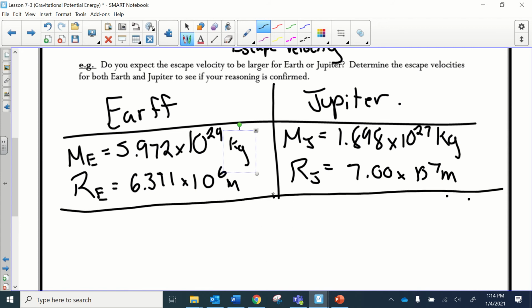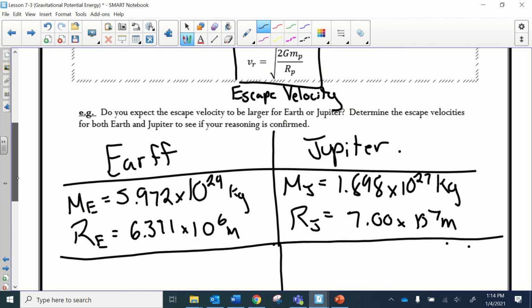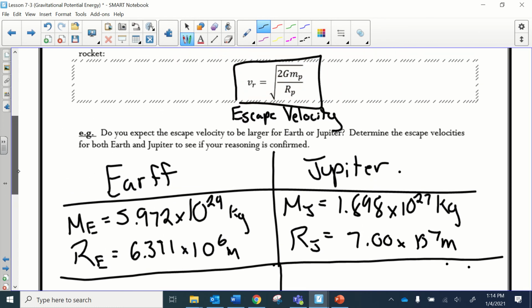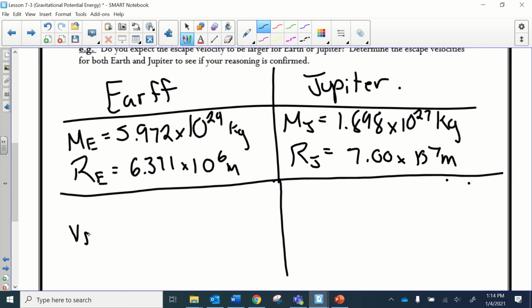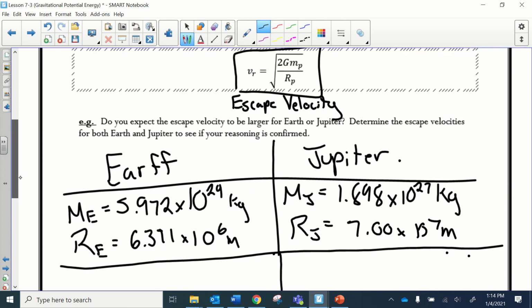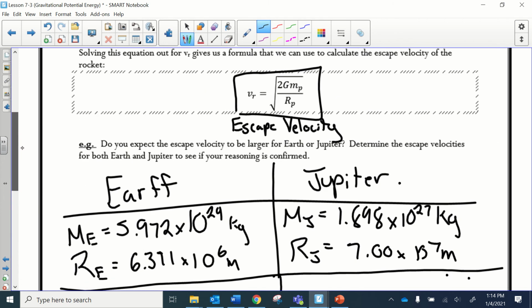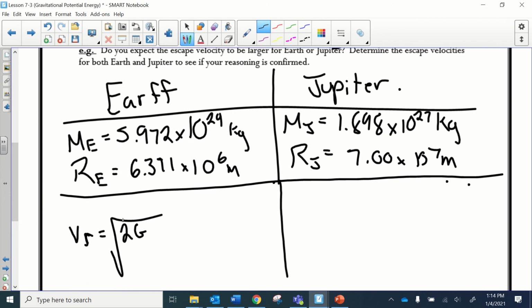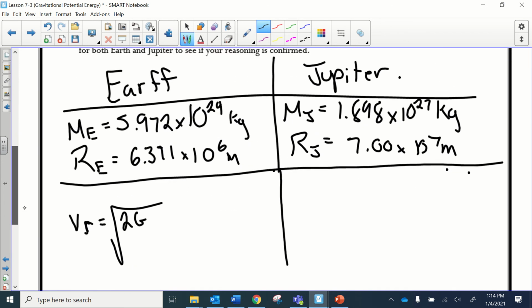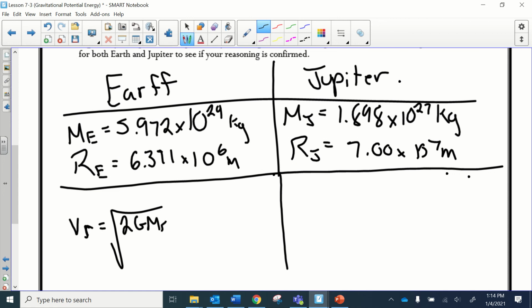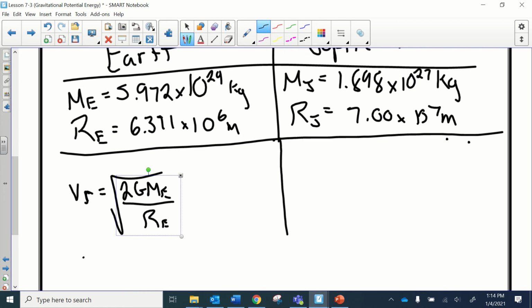So if we want to find out which one has the larger escape velocity, let's throw it into this formula. We know that the escape velocity of the Earth is going to be the square root of G. Think about what the value of G is again before I spoil it for you. You don't need to have it memorized, but if you've done enough practice questions, you should roughly have it memorized. Don't forget that G is 6.67 times 10 to the negative 11.